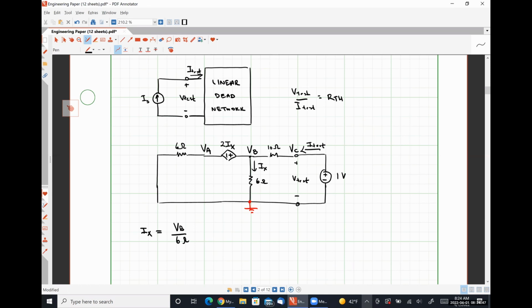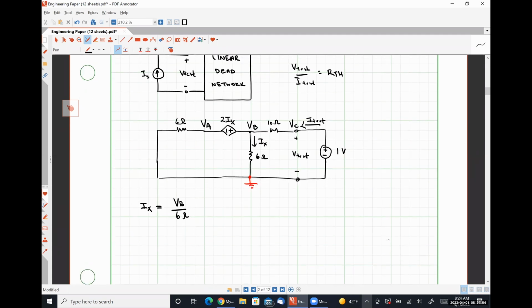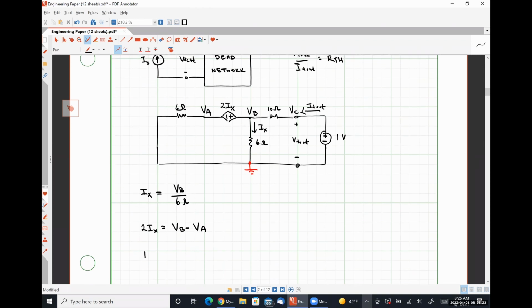I have 2 voltage sources, so I need to come up with 2 voltage relationships. So let's do the 2Ix voltage source first. How do I express the voltage drop over my dependent source in terms of my nodal voltages? VB minus VA, absolutely right. The nodal voltage at the positive polarity terminal minus the nodal voltage at the negative polarity terminal is equal to the voltage supplied by the source. Absolutely right. What about the voltage relationship for my 1 volt test source? Just VC, absolutely correct.